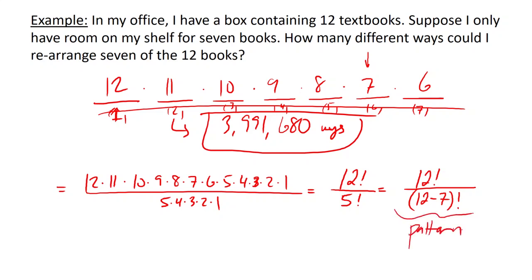Anytime that you're dealing with a scenario where you're picking a certain number of items out of a total, and you want to rearrange them, we give this a name. This is called a permutation. All right? And permutation is just another name for rearrangements.